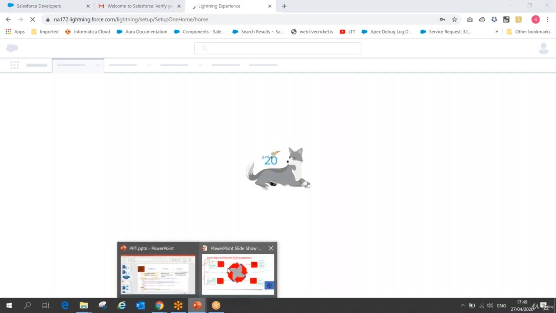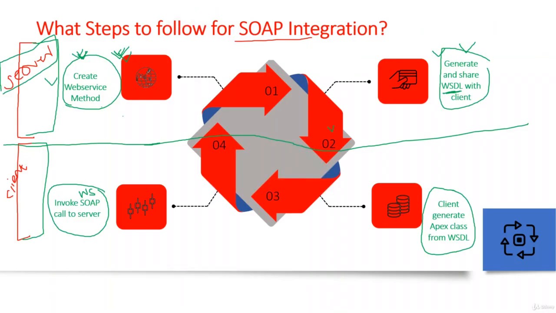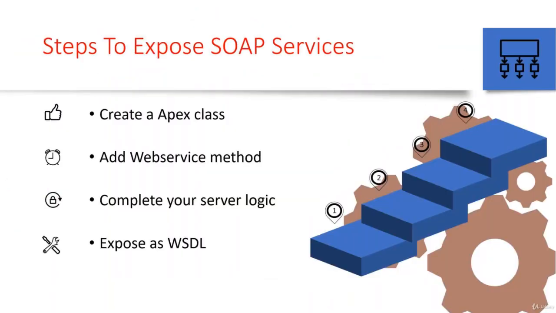Theoretically, to understand the first activity we need to do: create a web service method. When I say I'm going to create a web service method, it is nothing but creating an Apex class. This is my first step. So in the first step, you create one Apex class. If there is no Apex class, how will you expose it? Where will you write the logic? You have to write an Apex class.